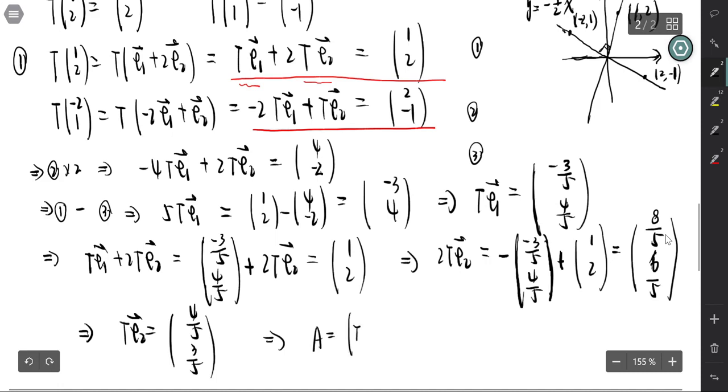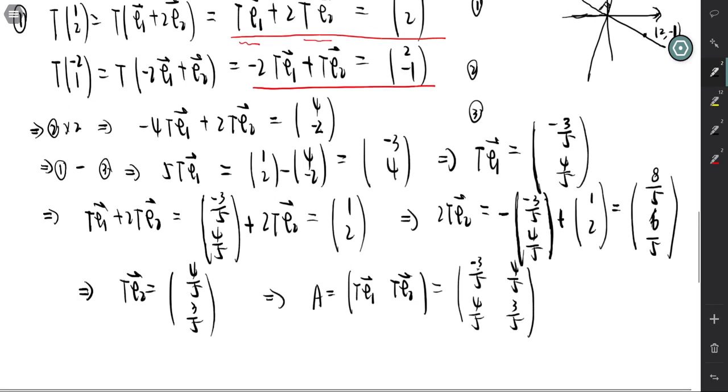So A equals [TE1 TE2]. That is TE1, that is (-3/5, 4/5), and TE2, that is (4/5, 3/5). That's the standard matrix.